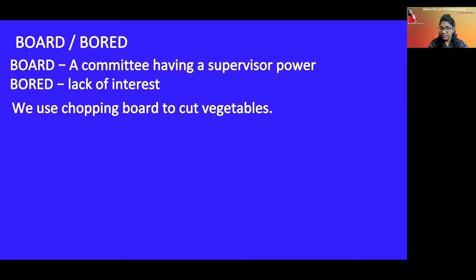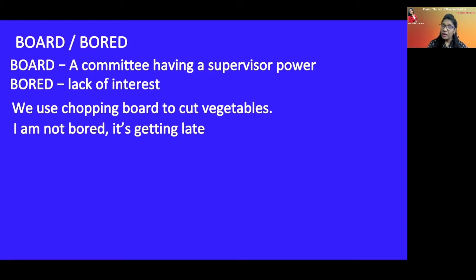Yes or no? That on which we cut vegetables is called a chopping board. Or we use a board to write, to explain to the students. I use a board to explain to the students. That is one kind of board. Another one is bored. It's like lack of interest. When someone speaks to me, I keep looking at my watch, and he or she may ask me, hey, am I boring you? Is my topic boring? So I just say, no, I'm not bored with the topic. It's just getting late. Bored is nothing but lack of interest.